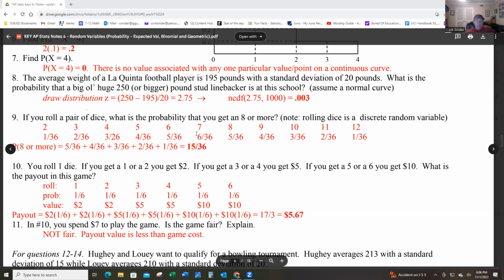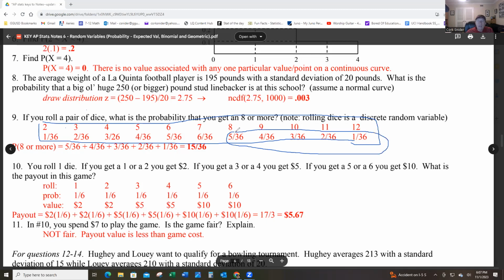The next one is about rolling a pair of dice. If you roll a pair of dice, what are the chances you get an 8 or more? If you remember dice, the most common roll is a 7, and the least common roll is a 2 or 12. These are the probabilities. We did this in chapter 6. So 8 or more is just right here. First get the whole sample space, then add those up, and you get 15 out of 36. Pretty simple. That's an easy question.